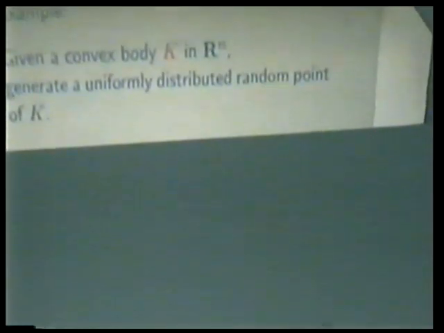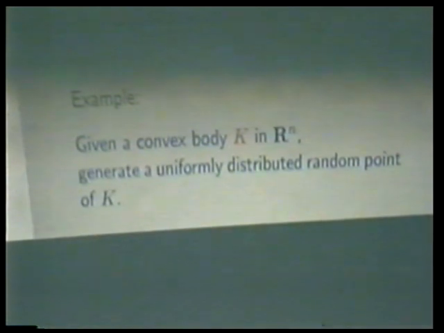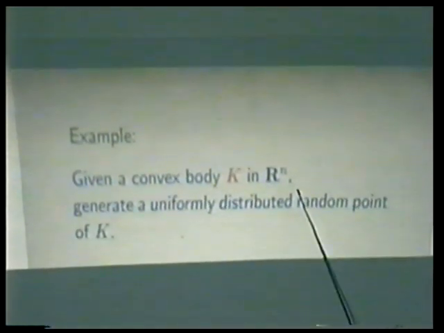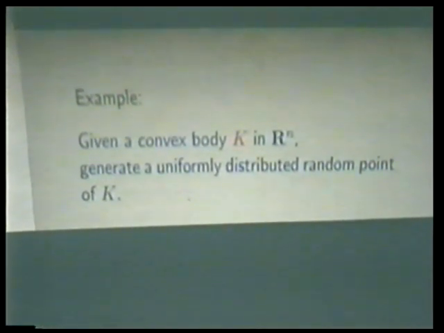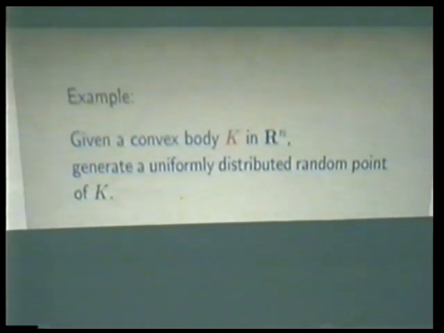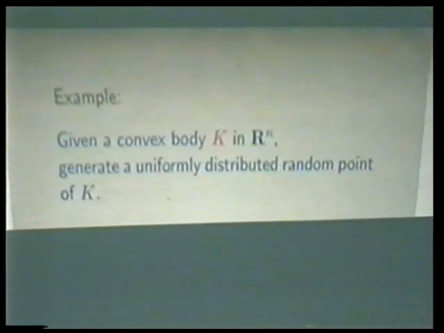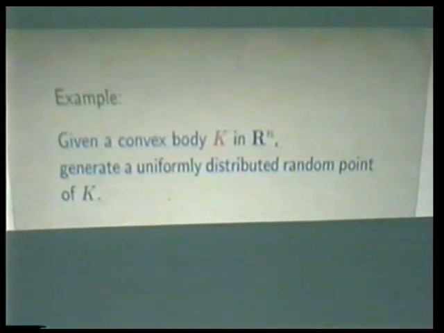Let me give you an example which is not really the best example in the sense that, so the problem is, given a convex body K in R^n, you want to generate a uniformly distributed random point in K. Say that the convex body is presented as a system of linear inequalities, but in fact, the example is valid for any presentation of the convex body which satisfies a minimal requirement. You give me a point, I should be able to tell whether that point is in the body or not. If I have any procedure to do that, then what I'm going to tell is valid.